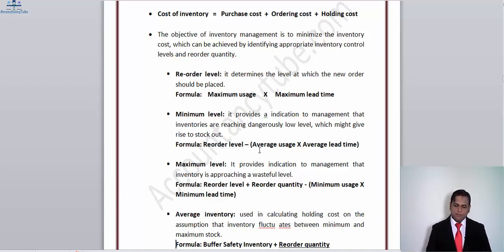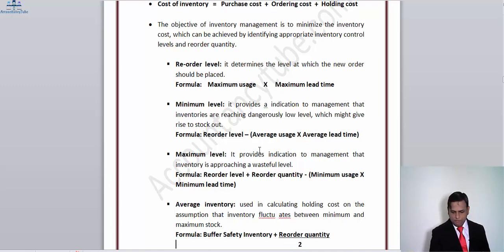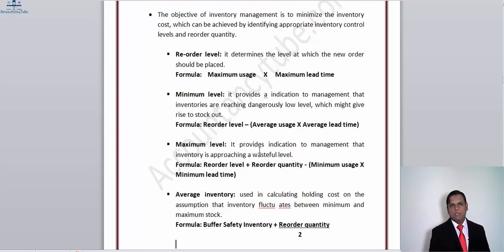Then we have average inventory. The average inventory computation is basically used for determining the holding cost. However, it gives a very good idea about how much inventory, on average, should be present in our premises to keep the operations and the production process going smoothly. The formula for this is buffer safety inventory plus reorder quantity divided by 2.